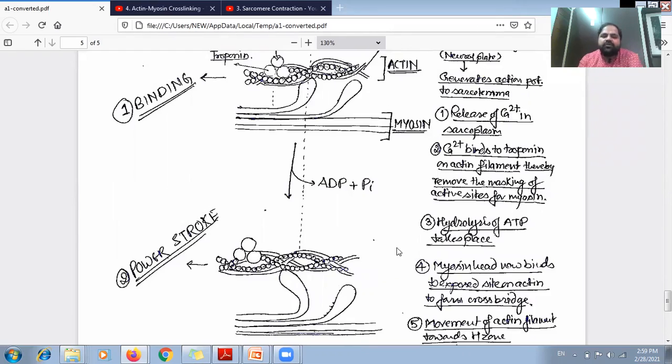Under this power stroke, the myosin head now binds to the exposed site of actin to form the cross bridge. So what happens when the troponin is removed? Then the active site over the actin is exposed. Then the head of this myosin gets attached to this active site over the actin. So it forms the cross bridge, and the formation of the cross bridge takes place in the step which is called the power stroke.